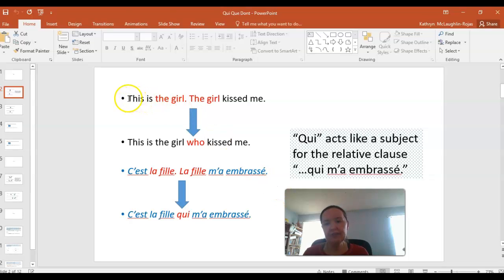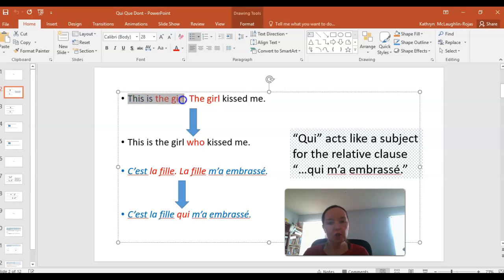So if I had these two sentences, this is the girl, the girl kissed me. I probably wouldn't want to repeat the girl and the girl, right? It seems repetitive, like I don't need to say that twice. I, of course, could replace the girl with she. I could say, this is the girl, she kissed me. It'd be a little less repetitive, but most people would probably go to the next option, which is, this is the girl who kissed me.